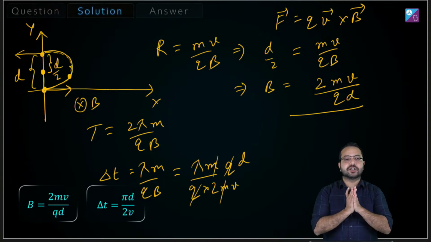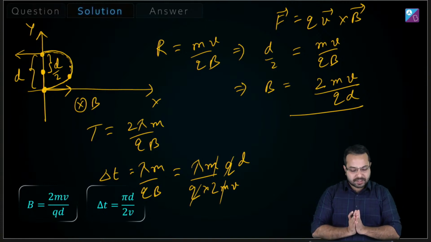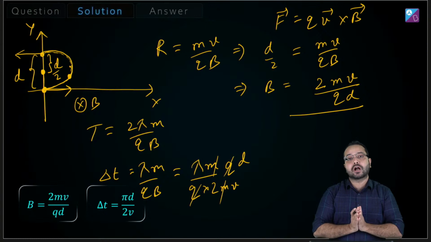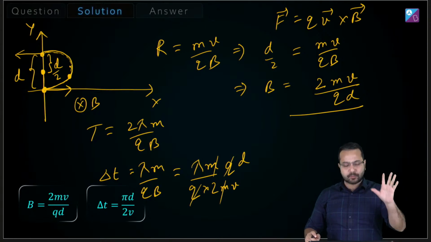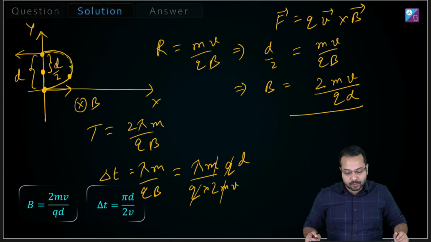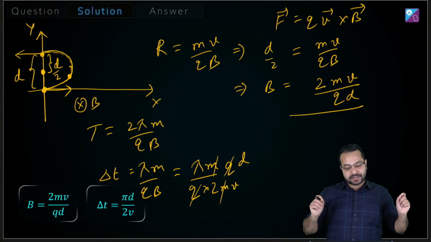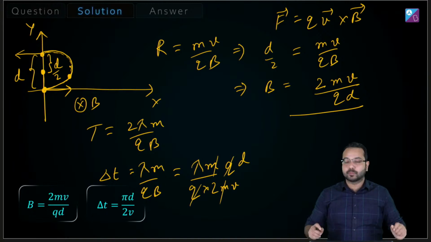Alright guys, is that clear? Okay, a simple question to start off, but obviously we're going to have more interesting questions. What is the takeaway? What is the concept? The concept is that the radius is going to be mv upon qB, and the time period of that circular path is 2 pi m upon qB. Is that correct?